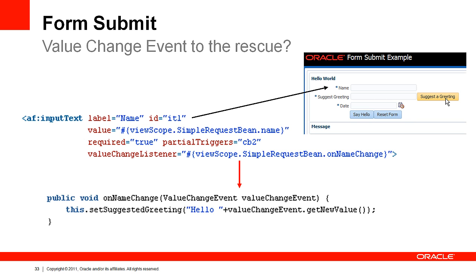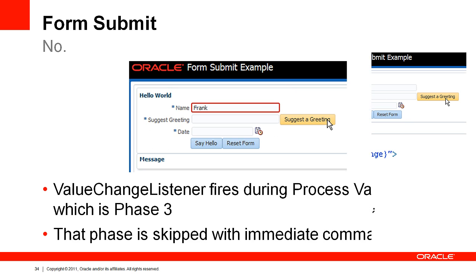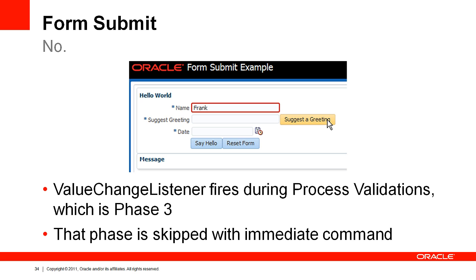Wondering if you would buy into this solution, but let's have a look what really happens here. Well, actually what happens, it doesn't solve the problem. Though we can get by the validation error, so we can press the button, and though we see the frank as highlighted, this has nothing to do with that we cannot process the request. However, the value change listener fires during the process validation, which is in phase 3. If we put the suggest button to immediate equals true, this is exactly what we bypass and that we skip. So a value change listener doesn't help at all.